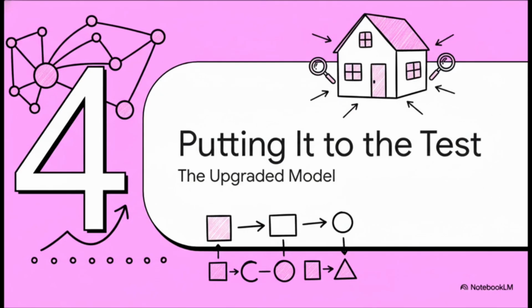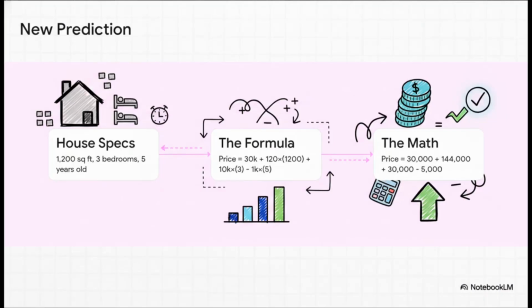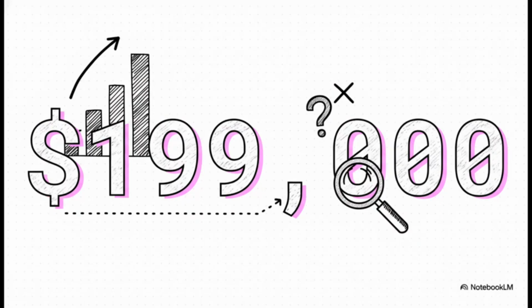Let's put it to the test with that same house and see what happens. Let's run the numbers for that same house again. 1,200 square feet, 3 bedrooms, and it's 5 years old. Our new formula starts with the new base price, adds the value from the size, adds the value from the bedrooms, and then, this is the new part, it subtracts the value lost because of its age. When we plug all of that in, we get a whole new set of calculations. And our new predicted price is $199,000. A little different from our first attempt, isn't it?